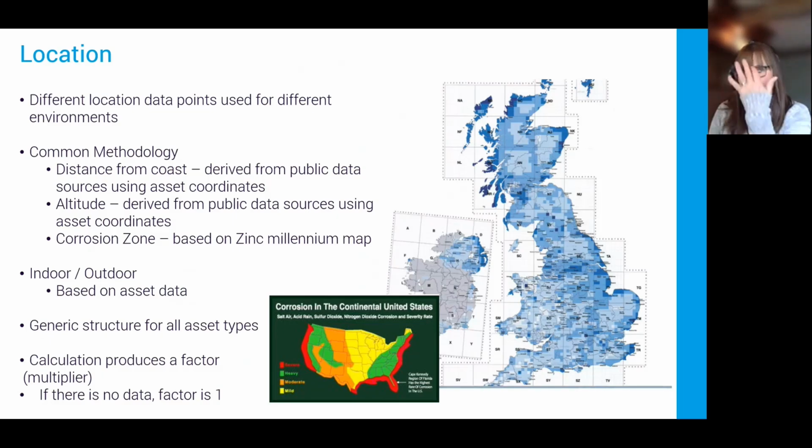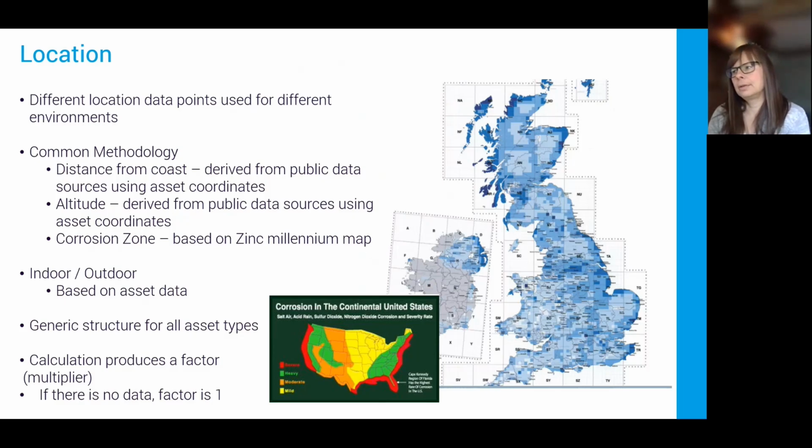So just a little bit more about location. Like I say, we've got these three different attributes. We've also got indoor or outdoor. So in the UK, some of our assets are indoors, and so they're not subject to the same kinds of environmental conditions as the outdoor assets are. So we generally take a decision to reduce the impact of the location significantly if an asset is based indoors, and we use a generic shape for all of the assets.